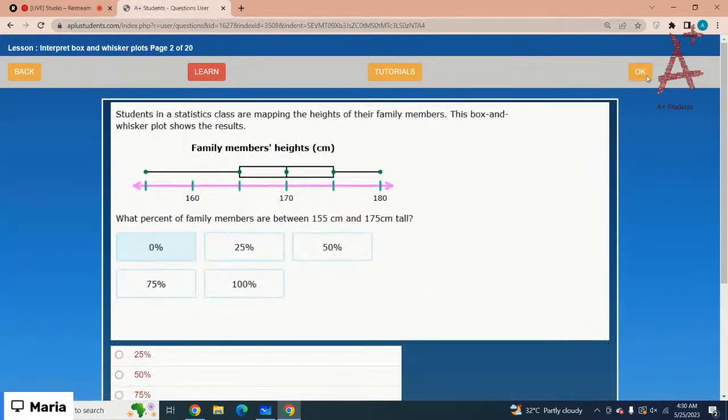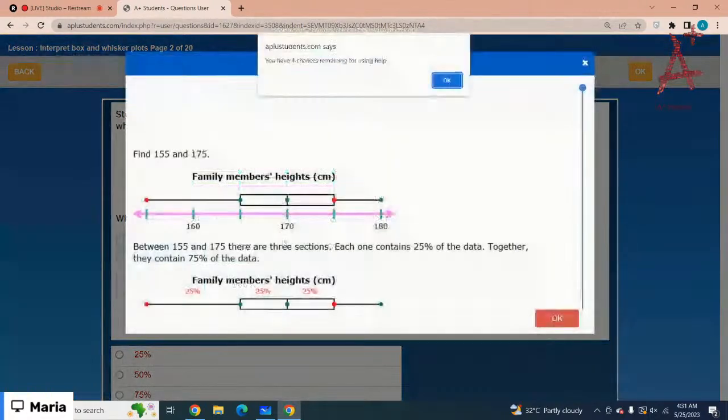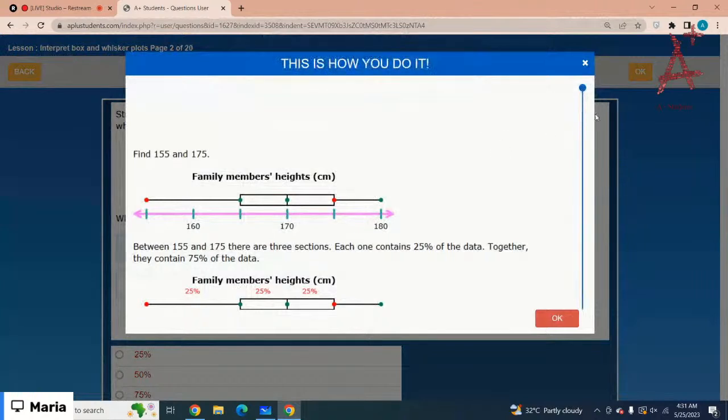Okay, the next one is students in a statistics class are mapping the heights of their family members. The box and whisker plot shows the result. What percent of family members are shown between 155 to 175 centimeters tall? So it would be, I think, just 25%. Let me just see. 50%.